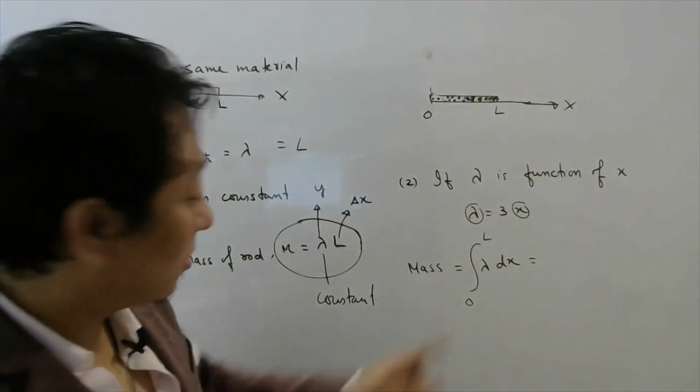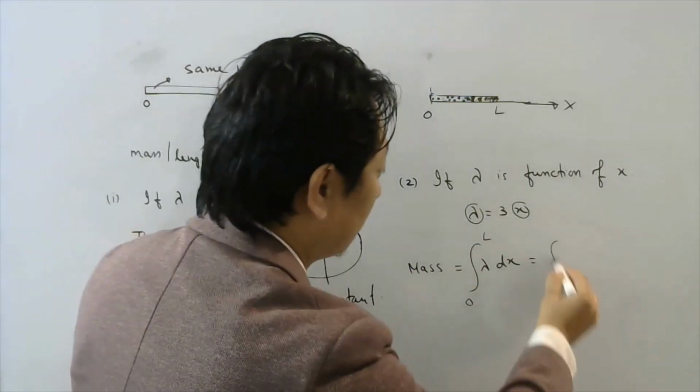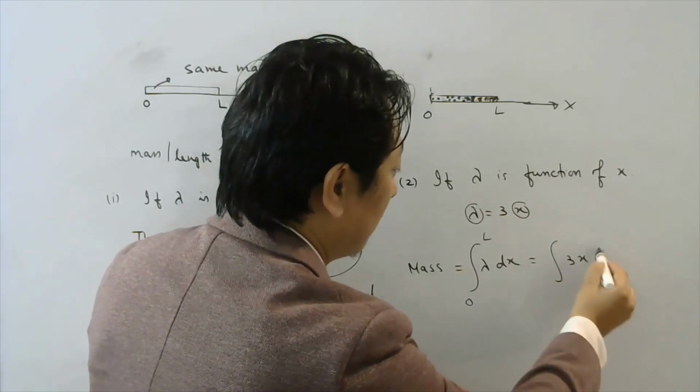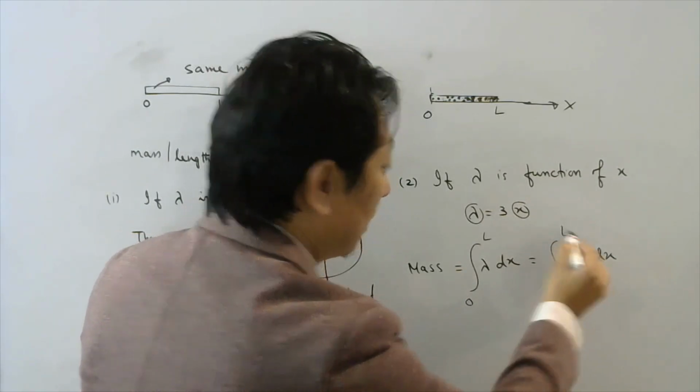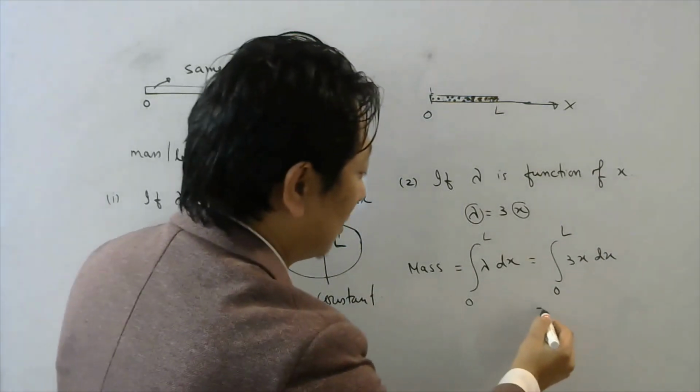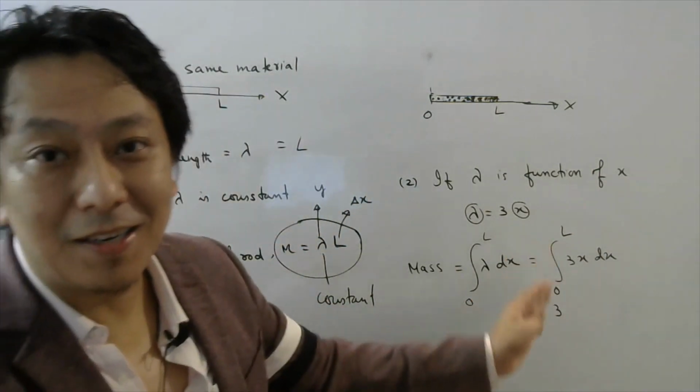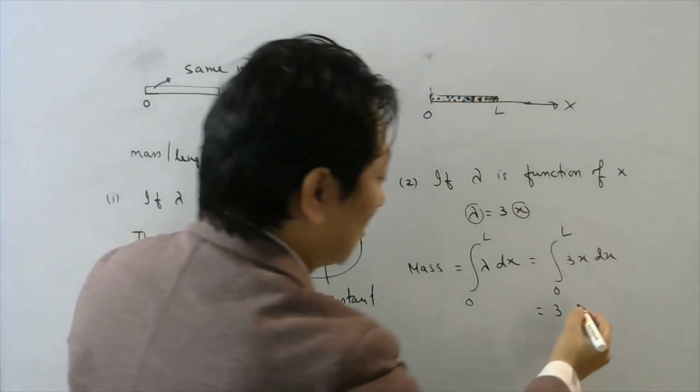So now what should I do? Substitute this lambda here, 3x dx from 0 to L. Then 3 is constant, you can take it outside, and integral of x dx. What's the formula?